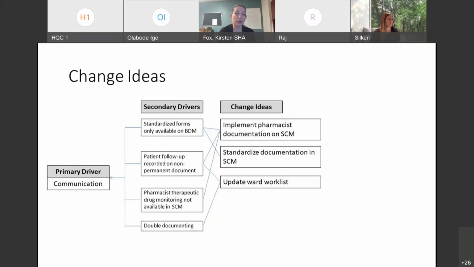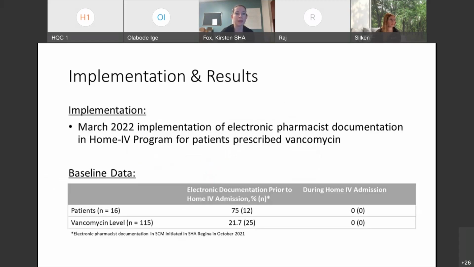Pharmacist therapeutic drug monitoring is new within SHA, but it's only for inpatients. It hadn't been used for outpatients. And as well, we did have double documenting. So some change ideas were to implement pharmacist documentation on SCM, which is the electronic medical record. We also thought standardizing documentation would be ideal, given that there's evidence to suggest that this improves transitions of care. And then we also wanted to update our internal ward work list.